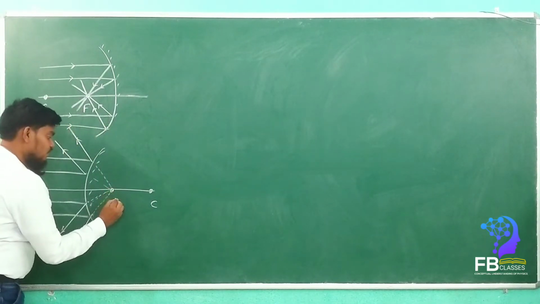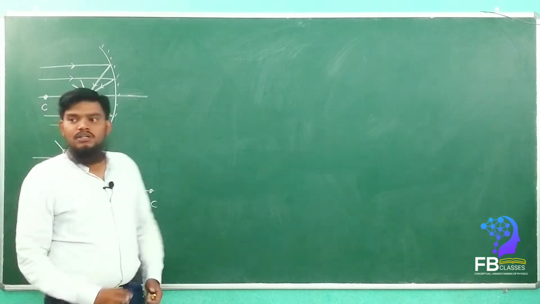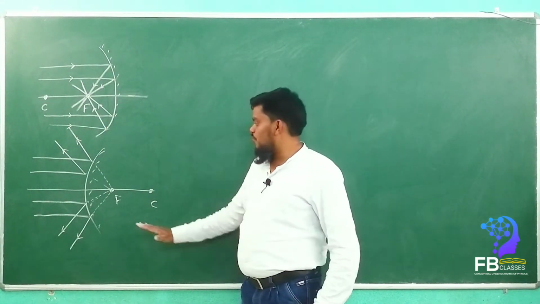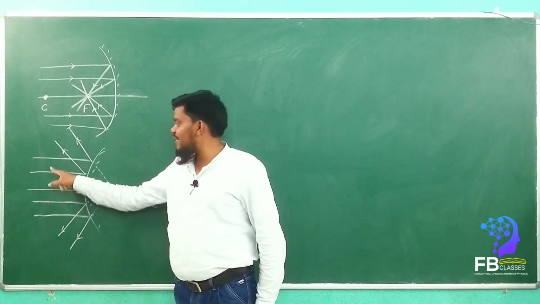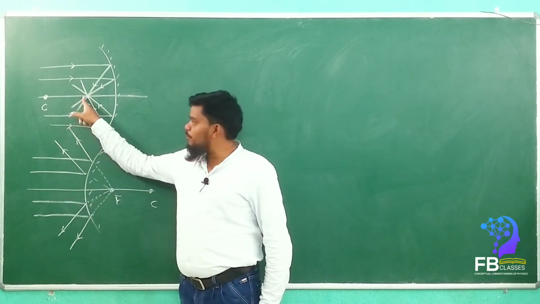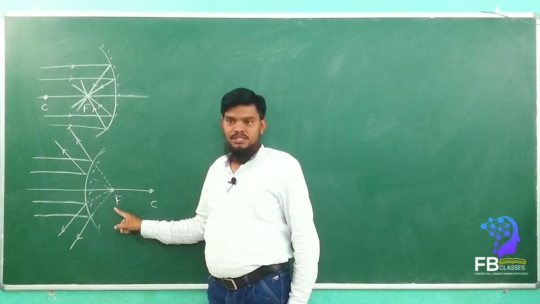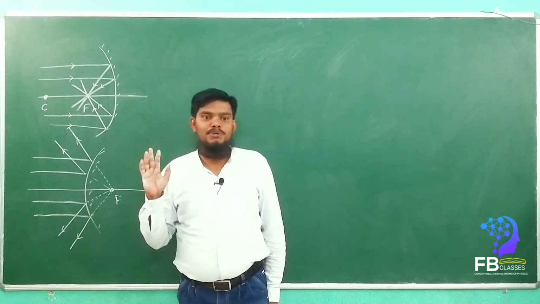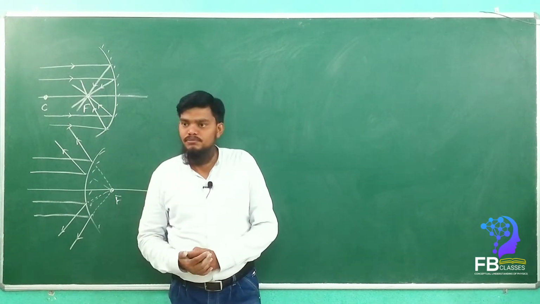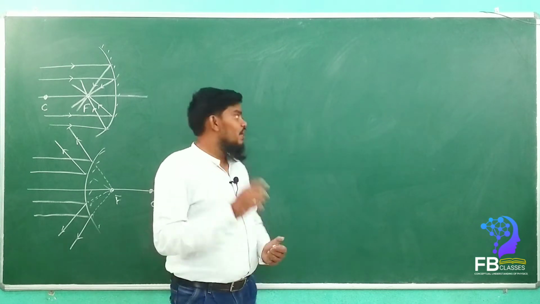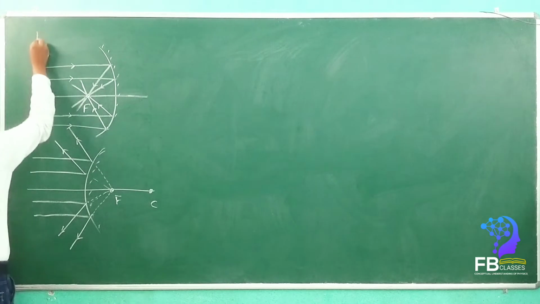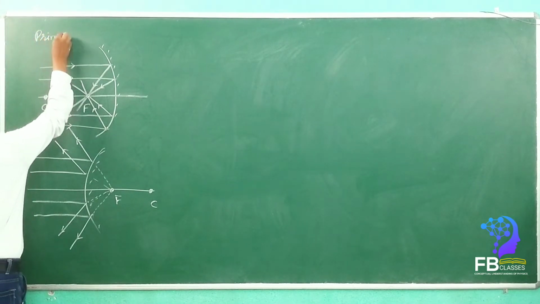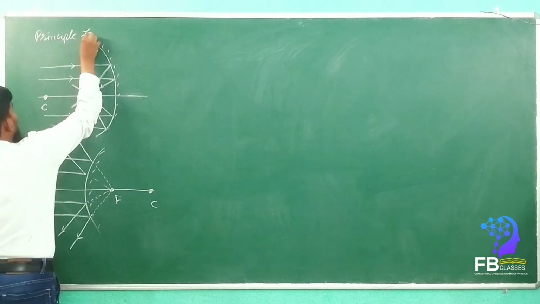This point we can call the principal focus. So what do we mean by principal focus? Simply, the point where all the paraxial rays actually meet or appear to meet. That point we can call the principal focus. Got it? Understand everyone? Now this F is the principal focus.